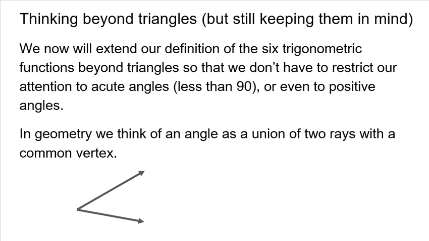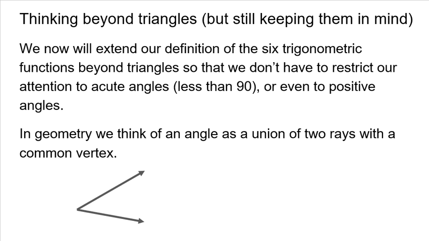So we're going to think beyond triangles, but we're still going to keep triangles in mind. We now will extend our definition of the 6 trigonometric functions beyond triangles, so we don't have to restrict our attention to acute angles that are less than 90 degrees, or even to positive angles. So to do this, we've got to get a couple things straight. First off, let's remember what an angle is.